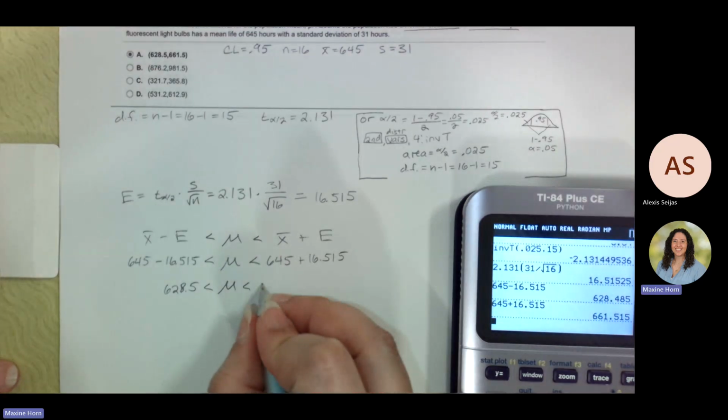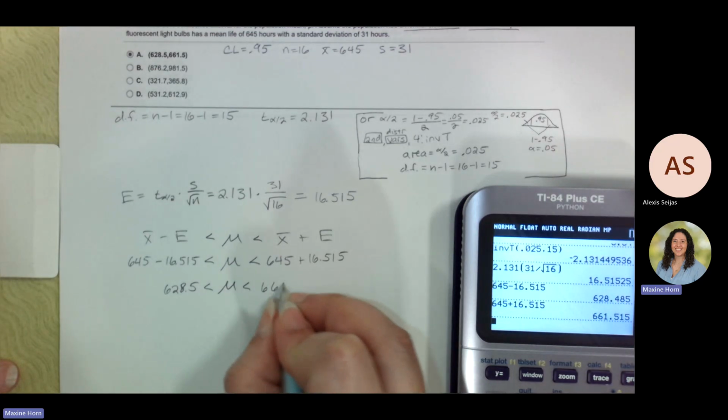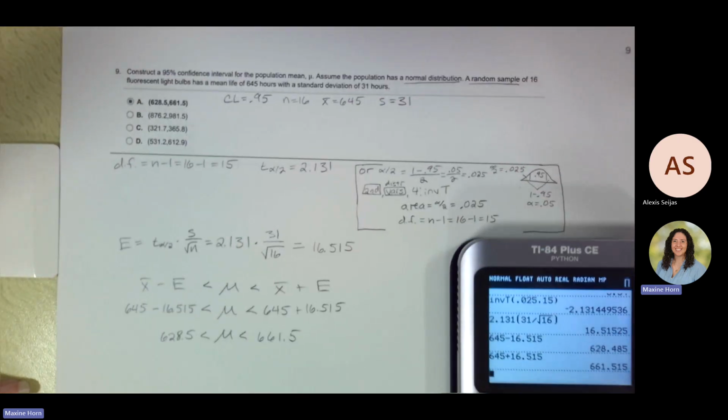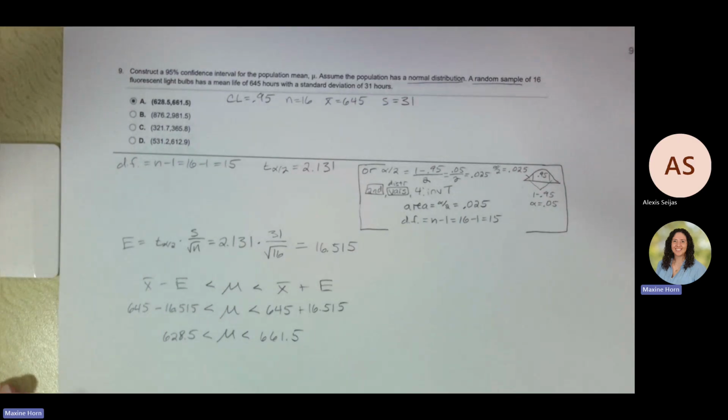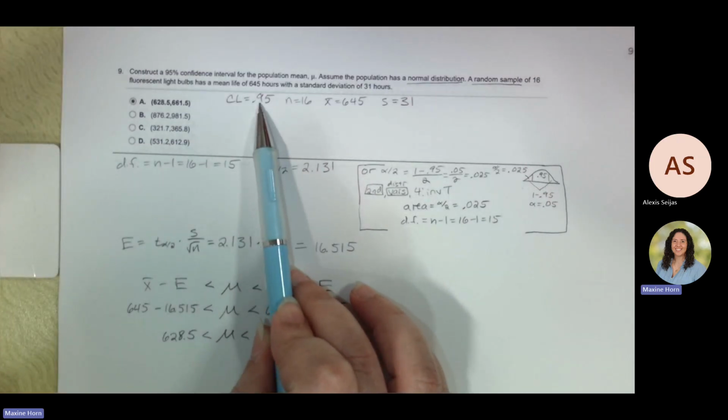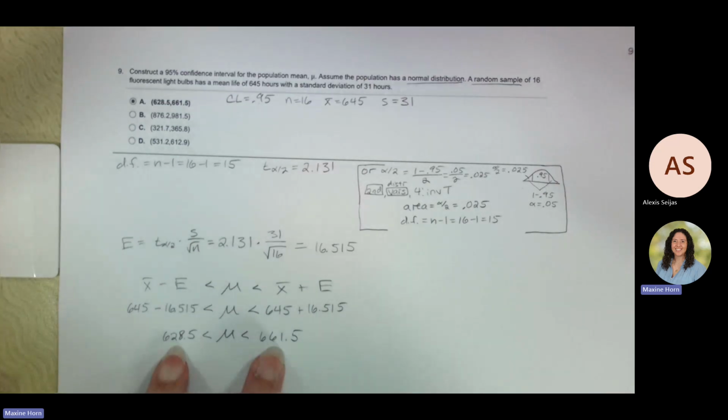And if I round to 1 decimal place, I get 661.5. So if we were to quote unquote interpret this, we would say we can say with 95% confidence that the true population mean falls in this interval, or falls between these numbers. Okay.